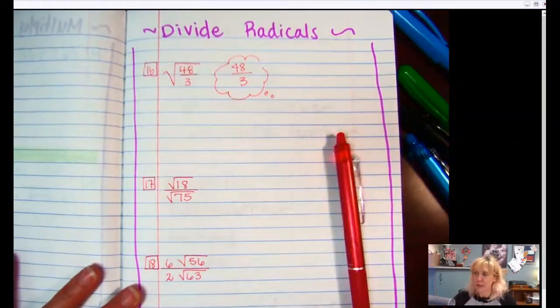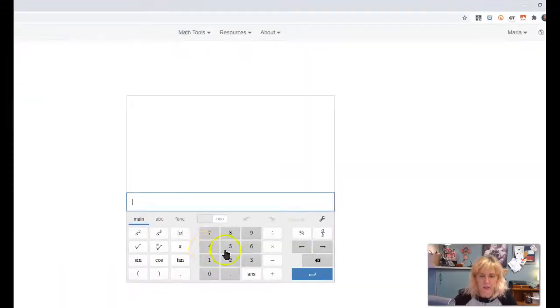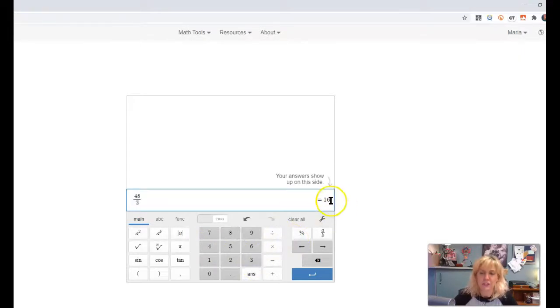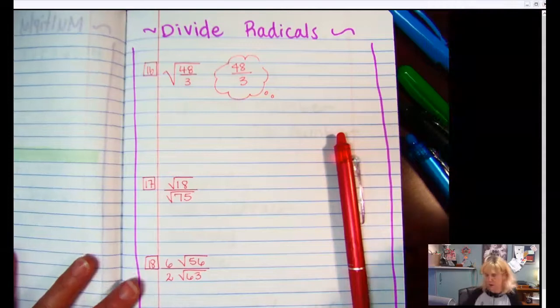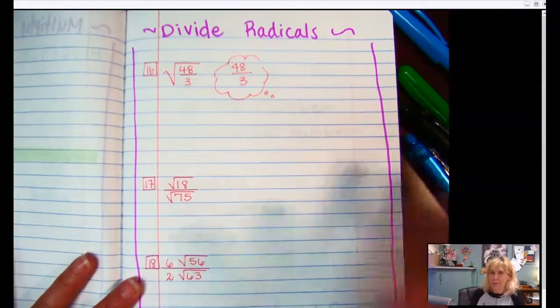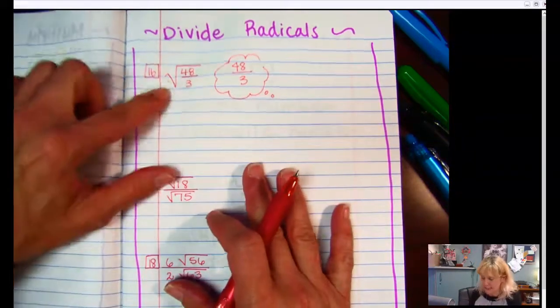And guys, for 48 divided by 3, remember, we're going to use this Desmos calculator. So when we type in 48 divided by 3, it shows up, and since it's a whole number, it's not going to ask me if I want to convert it to a fraction. So when it's a whole number, we're just going to take that whole number. So 48 divided by 3, that is just 16.